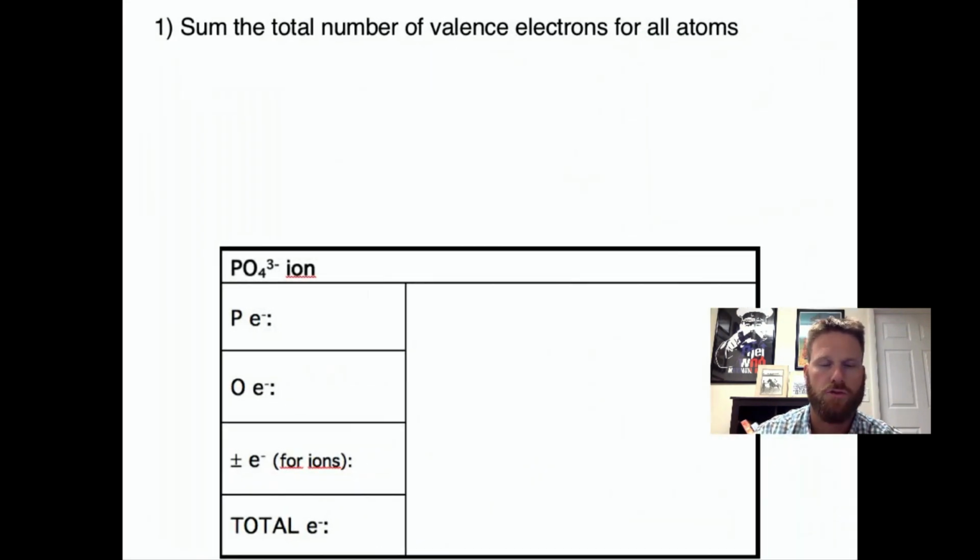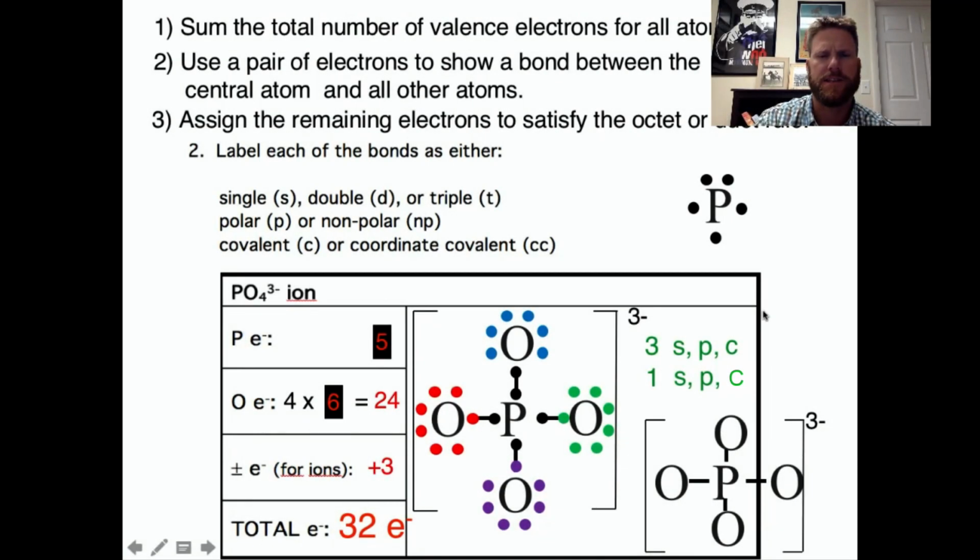Your last turn to try to draw an acceptable Lewis structure for PO4 3-. In this case, it's an anion, so you'll actually add 3 electrons on. Go ahead and try it out. Push play when you think you got it. You should have come up with something like this.